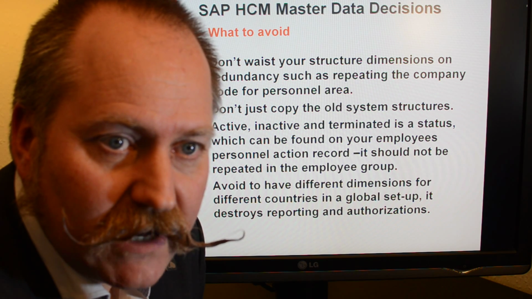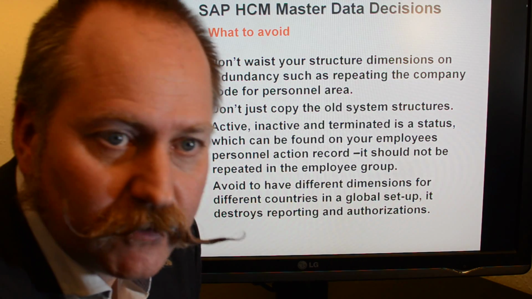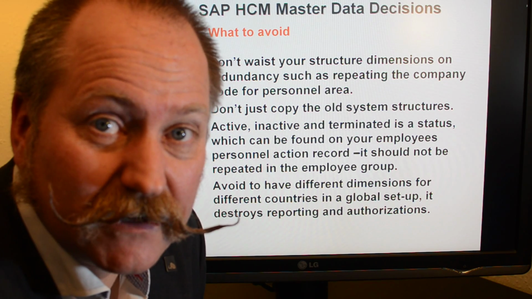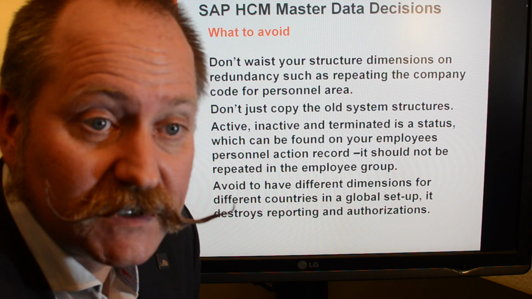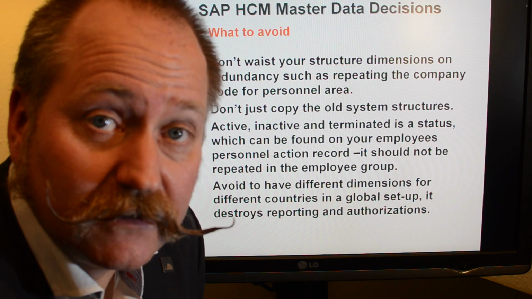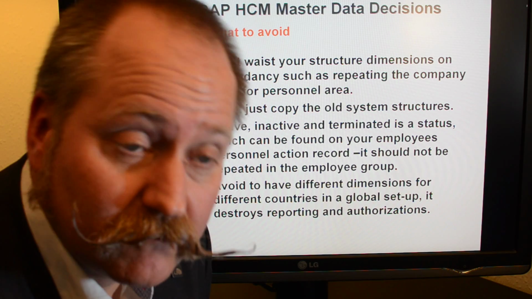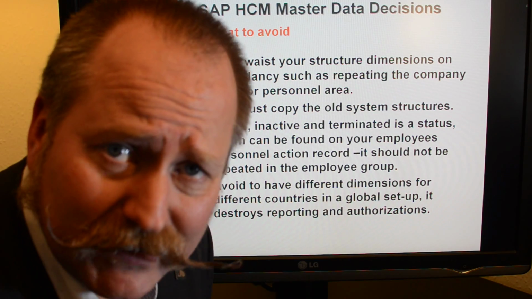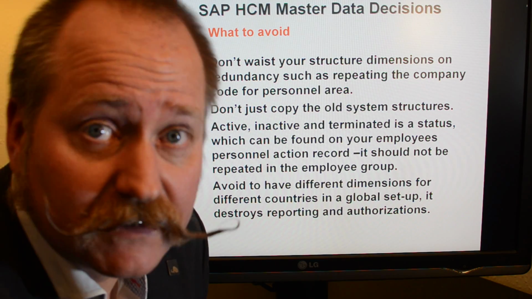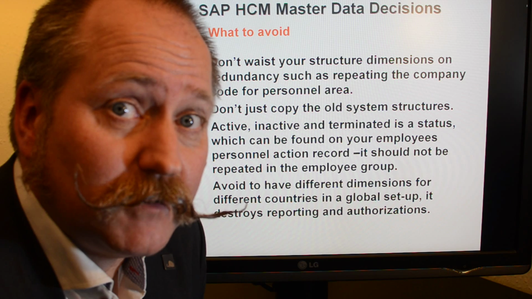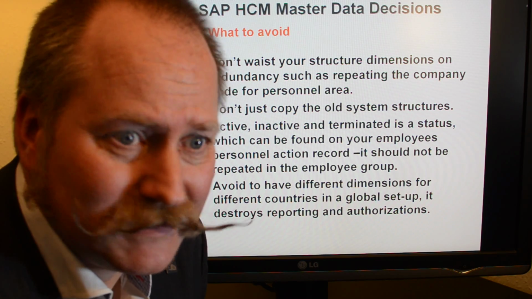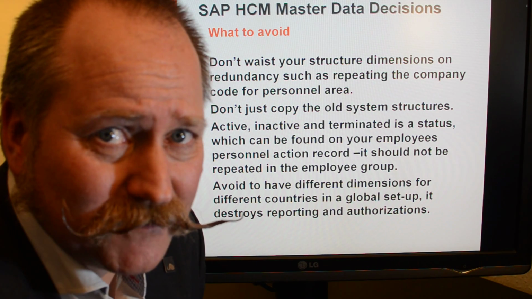Also, when we have the employees active, inactive, terminated, this is a status. It's actually not a piece of master data which should be found on your employee records. It can be found on infotype 0000, personnel action, and should not be repeated in the employee group, for God's sake. And then avoid having different dimensions, as I showed you, with the permanent, temporary, externals, and director. It's messing up the data discipline.